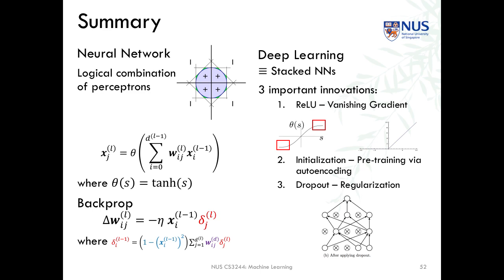With that, we finished our neural network lecture. Basically, we looked at neural networks and backpropagation, and we took a quick look at deep learning, where we saw it was a matter of stacking neural networks together. We saw that there were three important innovations that made deep learning currently possible. Next week will be our last lecture, where we're going to cover revision and the topics for the final exam.